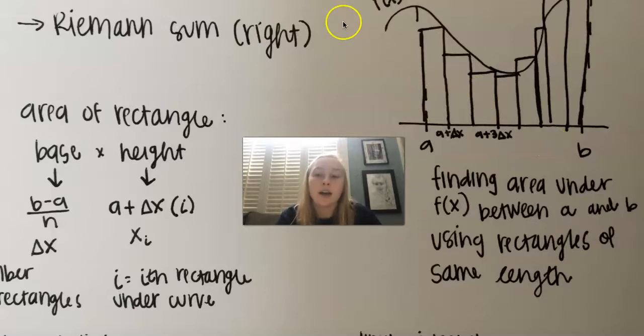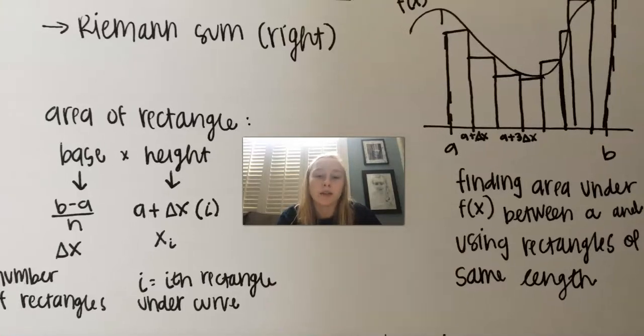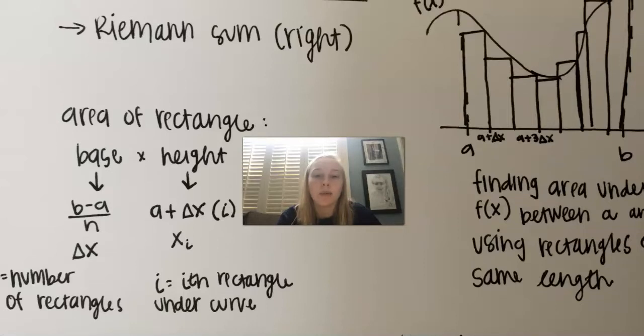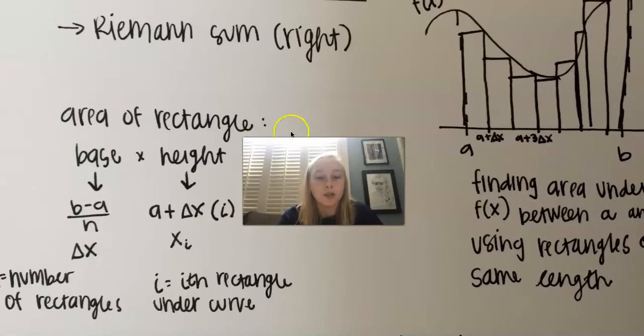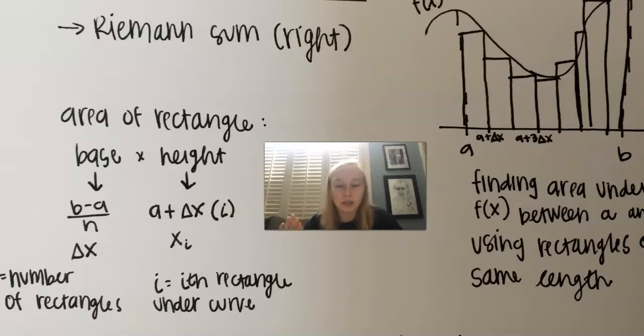So to find the area of any rectangle, we need the base and the height. Let's start with the base, which might be a little easier to explain. The base is b minus a over n. It's also called delta x, and that's what I'm going to refer to it as in the rest of the video.